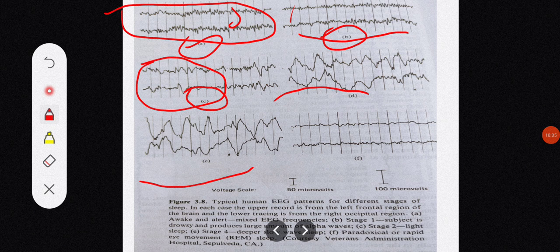Now the person is in a very deep sleep. So this is the condition where the person is in deeper sleep, and here you can see the amplitude is higher and the frequency is lower.